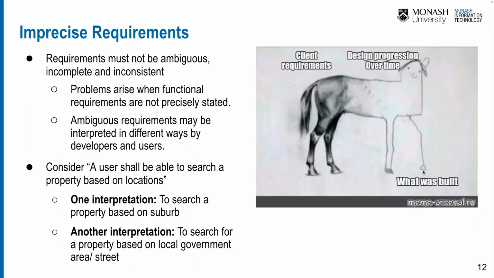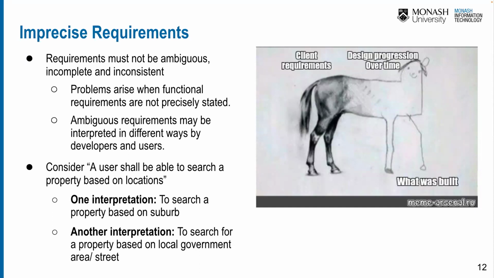However, at the same time, the requirements can be imprecise as well, and there are different definitions of the imprecise requirements, right? For example, they are ambiguous, they are incomplete, they are inconsistent, and this kind of problems normally arise when functional requirements are not precisely stated. Okay, let's take a look at this example. Consider a user shall be able to search a property based on location, right? This requirement is quite unclear because of what? Because the location can mean many things. Is it based on the suburb?